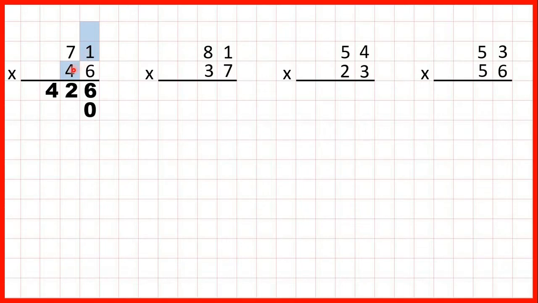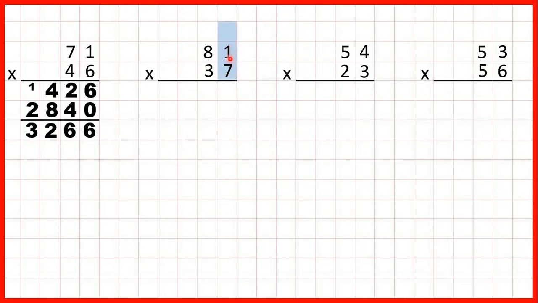Now 1 times 4 is 4, and 7 times 4 is 28. We don't have any more digits to the left, so again we can just write the 28 in our answer line. Now the last thing we need to do is add up our answer lines. 6 plus 0 is 6, 2 plus 4 is 6, 4 plus 8 is 12, so 1, 2, and 1 plus 2 is 3. So our answer to 71 times 46 is 3,266. Now we have 81 times 37.